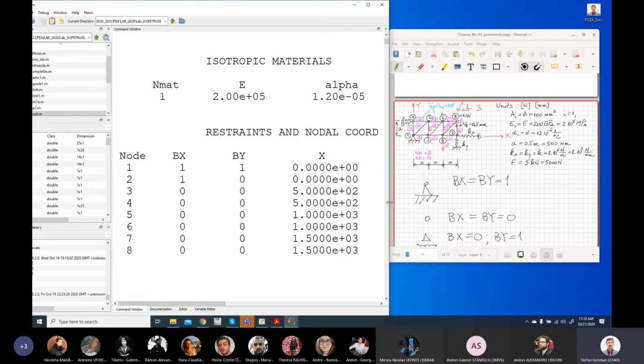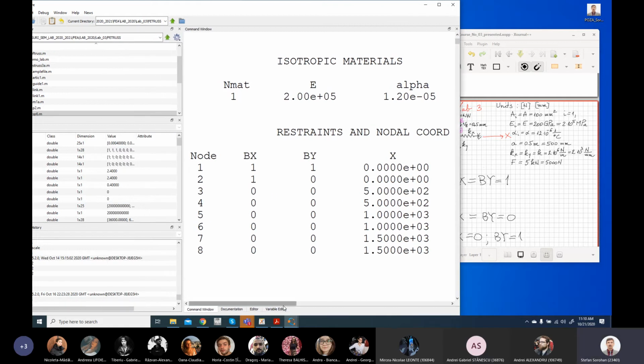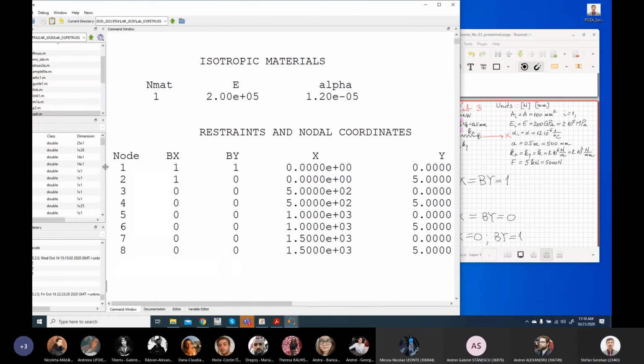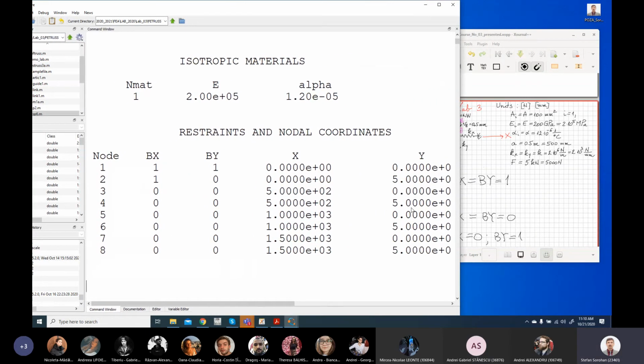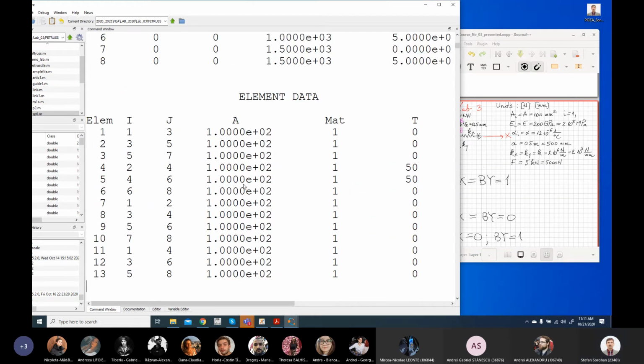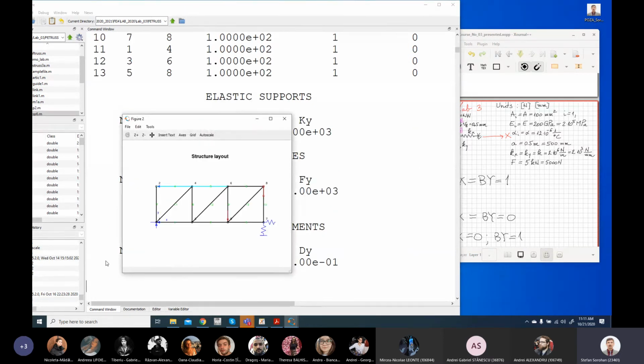Nodal coordinates, I will see why it's here, yeah, I will check that in the drawings, in the picture. Element data 1, 3 and so on, the same area, it's okay. Material, only 2 elements here, yeah, it's okay. So I will check the connectivity here.